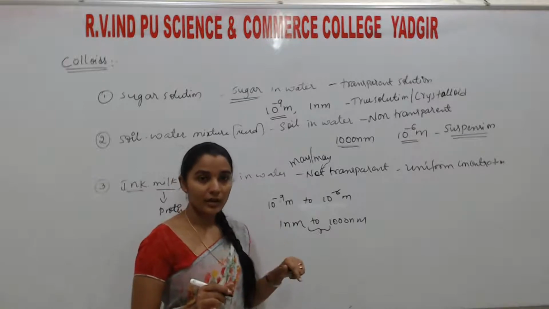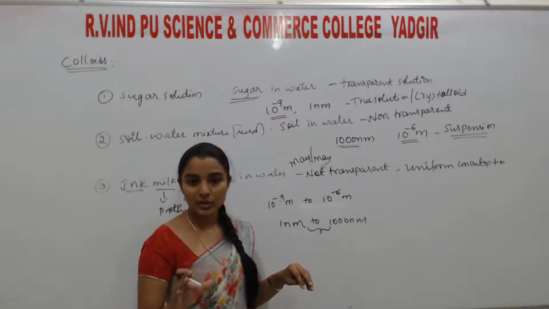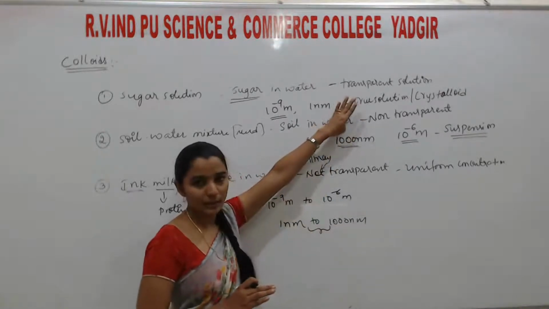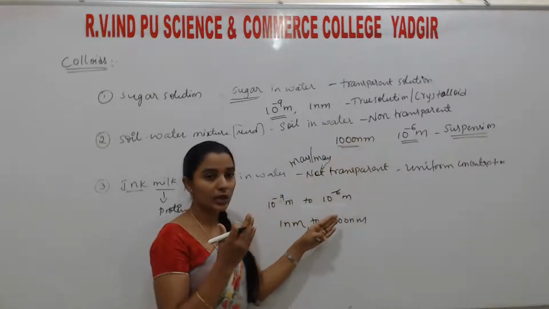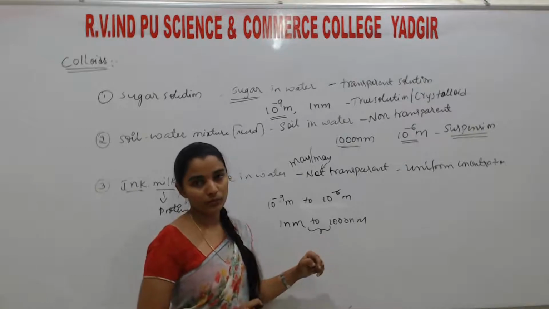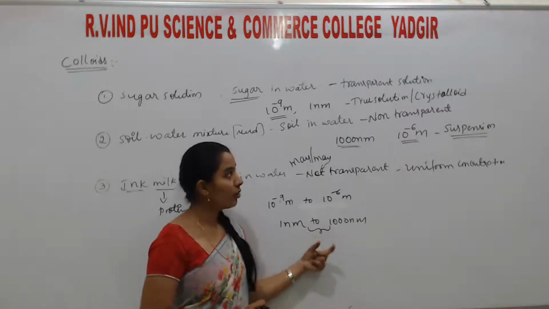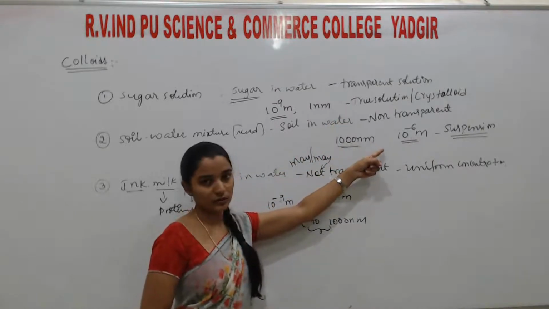If the size of the particle is in between 1 nanometer and 1000 nanometer, then it is colloid. These colloids are simply uniformly distributed throughout the solution. We cannot see them easily. Here we cannot see them. Here we can see them with our naked eyes. Here we cannot see them with our naked eyes, but we can see them in the microscope. Understand? The particle size is comparatively more than crystalline, less than suspension.